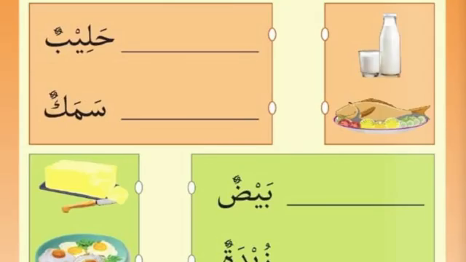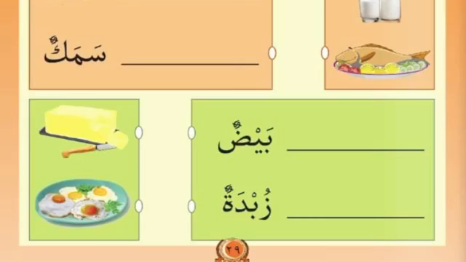Okay, now look at the following one. Baydun, an egg. Alright? So, egg is a male word or female word? Yes, it's a male word. So, you say هذا, right? هذا بيض. This is an egg. Right? This is an egg.